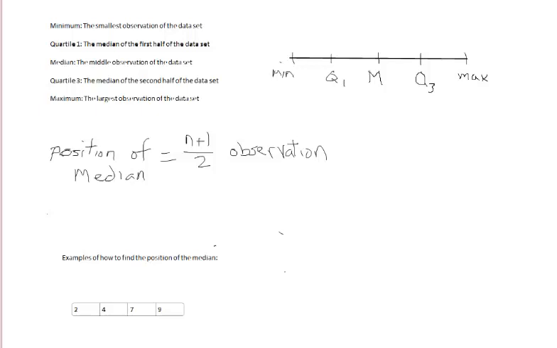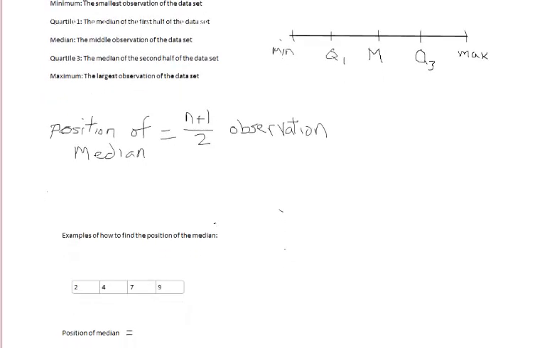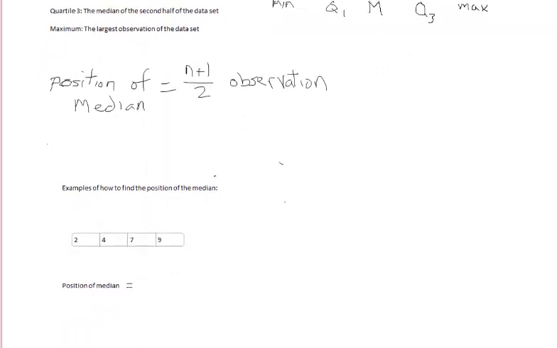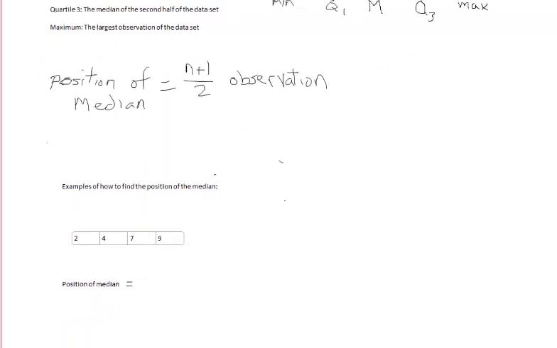And then I drew a number line, just kind of put it linearly so you can see how each component would fall out. And then the one formula that we need to know is the position of the median and how to find a median, because we also need this to find the quartiles as well. So the position of the median is (n plus 1) divided by 2 observation. And just remember that this is the position of the median. This isn't actually the median itself.